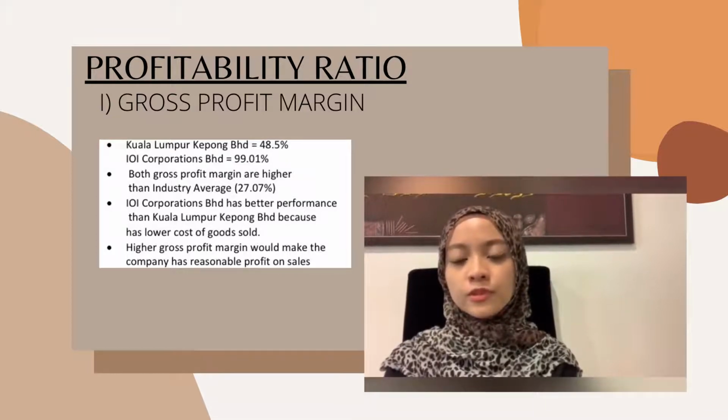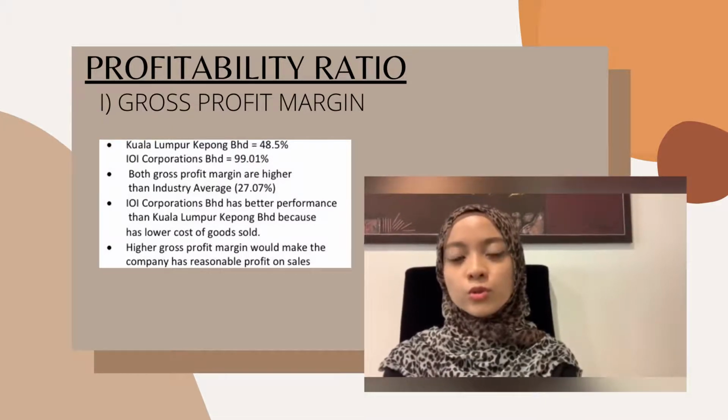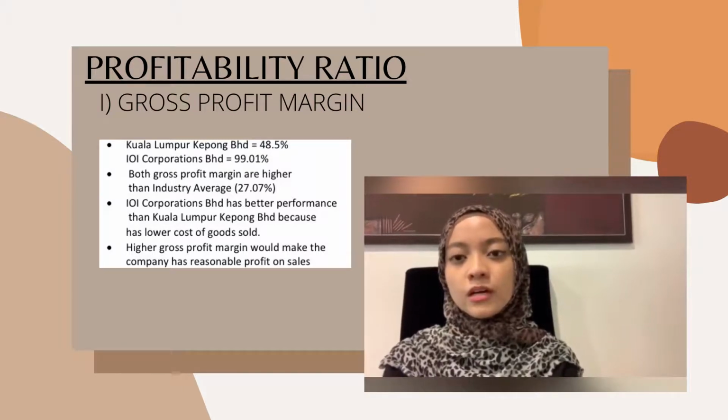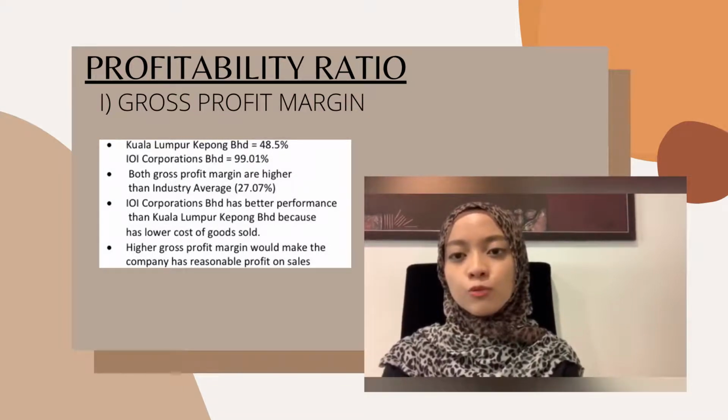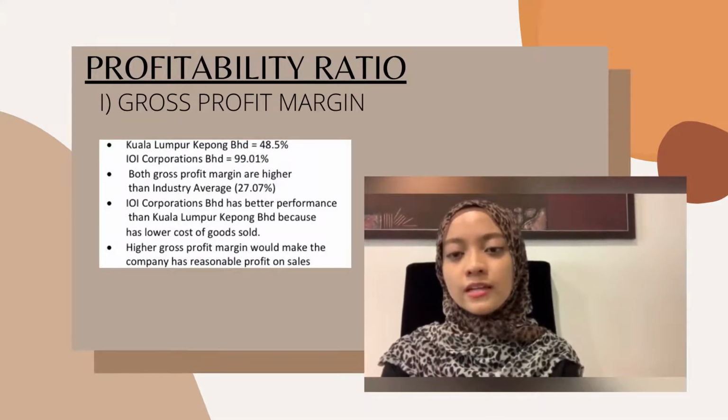This gross profit margin for both companies shows that IOI Corporation Berhad has a better performance than Kuala Lumpur Kepong Berhad. This is because IOI Corporation Berhad has lower cost of goods sold than Kuala Lumpur Kepong Berhad. A higher gross profit margin would indicate that a company could make a good profit on sales, and the company also could keep overhead costs in control.